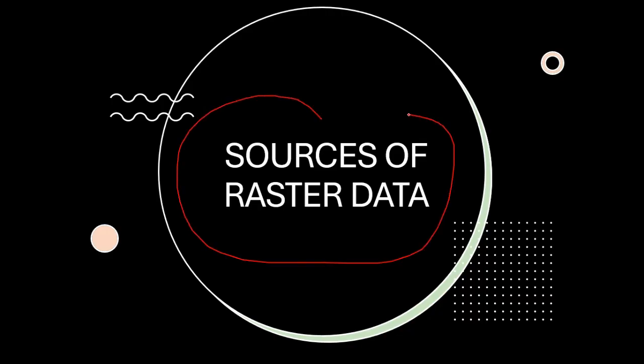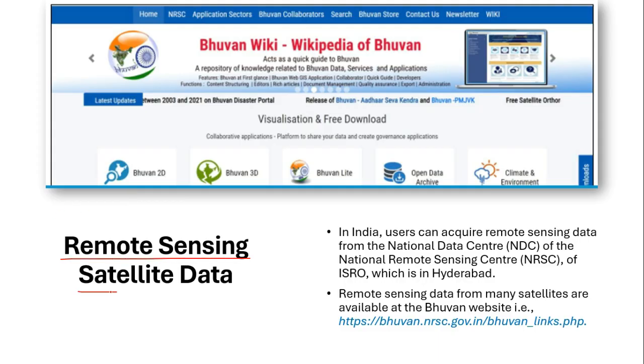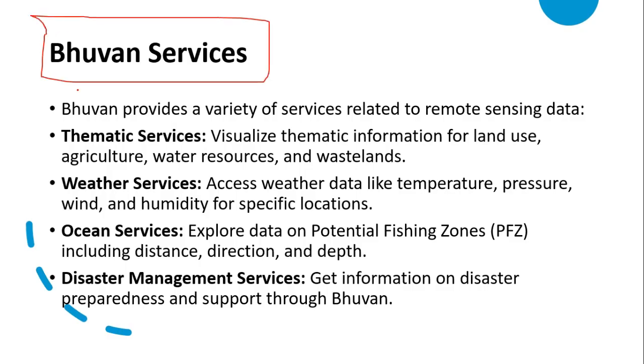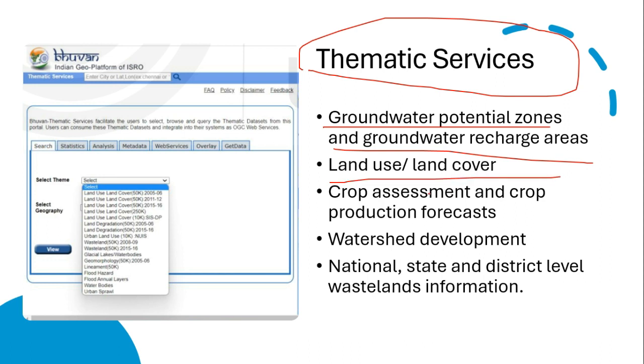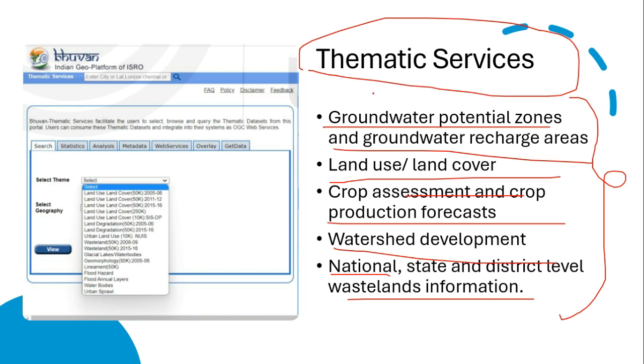Finally we will talk about the different sources of raster data, what kind of different websites are available in the market from where we can get raster data sets. Firstly, in India, for remote sensing satellite data, there is a website, Bhuvan. Many satellites' data is available at the Bhuvan website, and Bhuvan also provides different kinds of theme based services, like thematic data, weather services data, ocean services data, and disaster management services data. In thematic services we get groundwater potential zones and groundwater recharge areas data, land use, land cover data, crop assessment and crop production forecast, watershed development data, and national, state and district level wasteland information. These kinds of data sets under the thematic services we can get from the Bhuvan website.